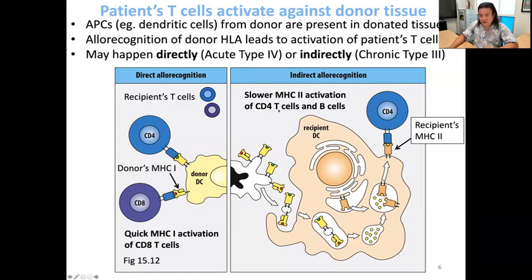Indirect allo recognition is much slower. In this case, what if, in reality, you don't have direct allo recognition? So good, you lucked out. It seems like the patient's body is tolerating this different HLA type. But eventually, over time, things start going bad.